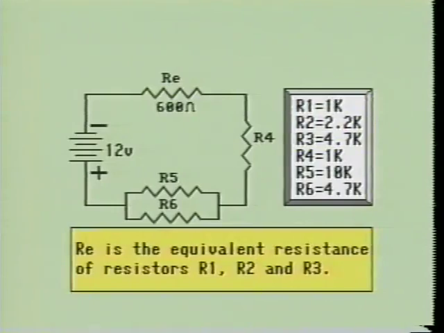We have redrawn our circuits with the new equivalent resistive values for R1, R2, and R3. We have labeled it RE for equivalent resistance. Its value is 600 ohms.